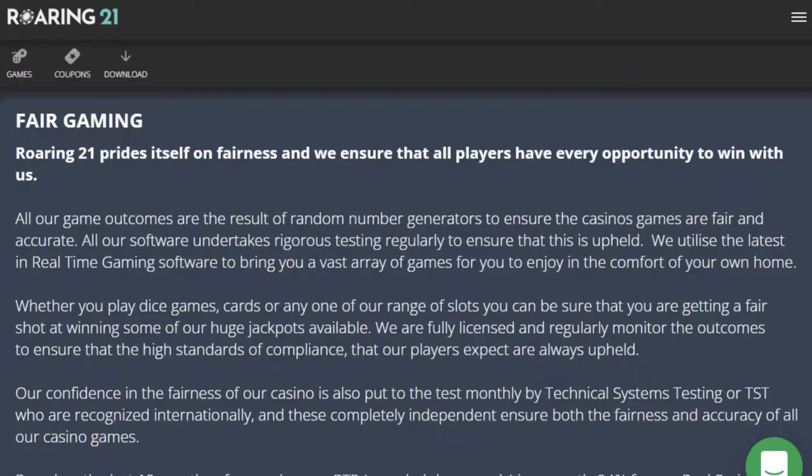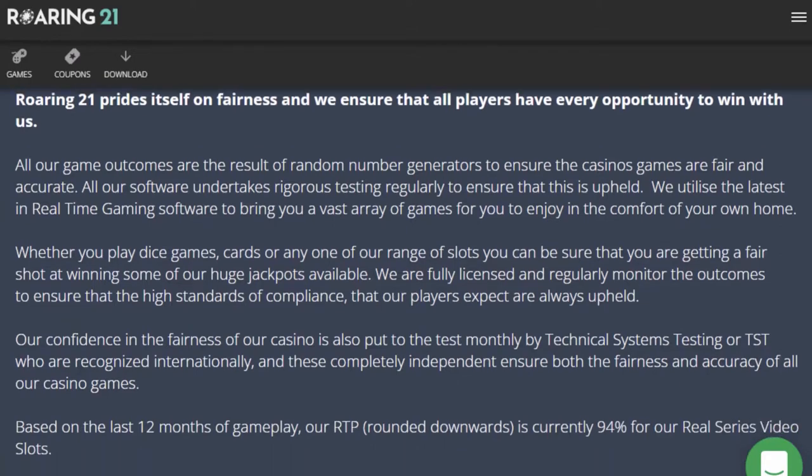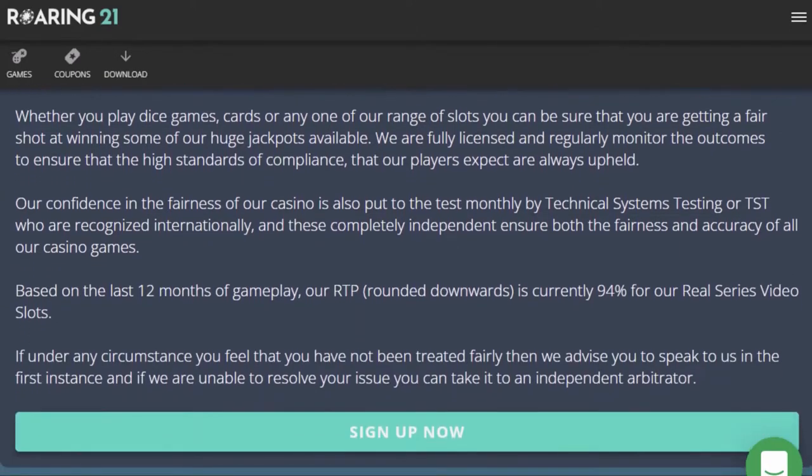counts. Finally, and this really should go without saying, but always make sure to choose games with the highest RTPs, return to player. That means they're offering players the best chance possible for winning money back over time.